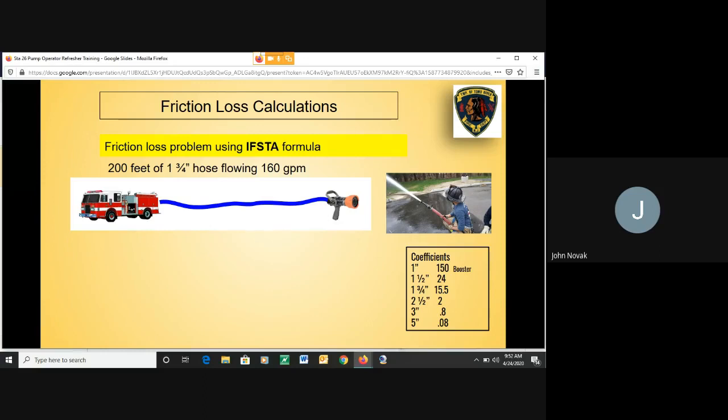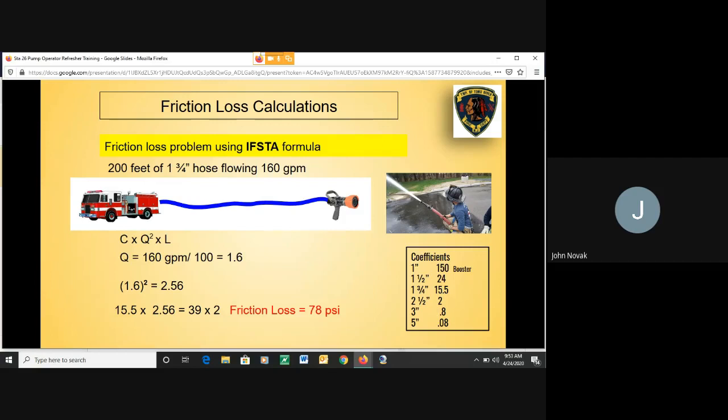All right, so we're talking a little bit about friction loss calculations. If we look at the IFSTA formula for friction loss, this is an example of our 1 3/4 hose flowing at 160 GPM. We use a coefficient formula with IFSTA. It's usually the coefficient times the gallons per minute squared times the length of the hose line. So in this case, Q, which is the gallons per minute, is divided by 100, so we come out to 1.6. So 1.6 times 1.6 is 2.56, and then the coefficient from IFSTA is 15.5. So the friction loss in this case would be 78 psi per 100 for a 200-foot hose length.